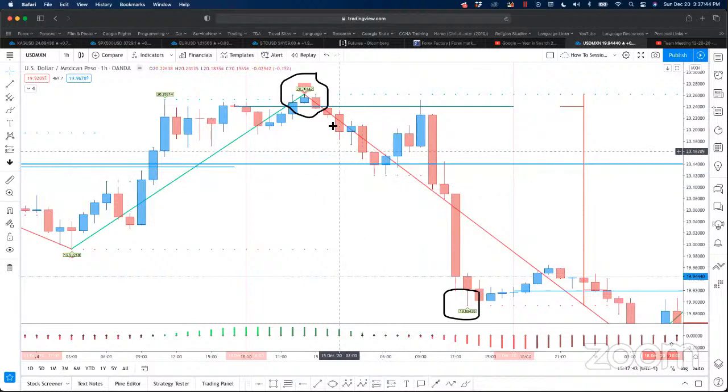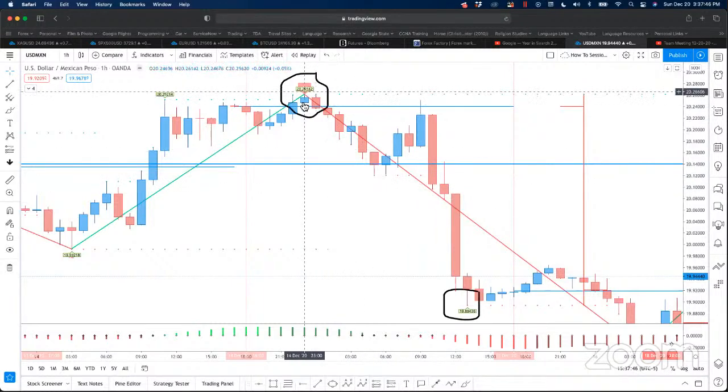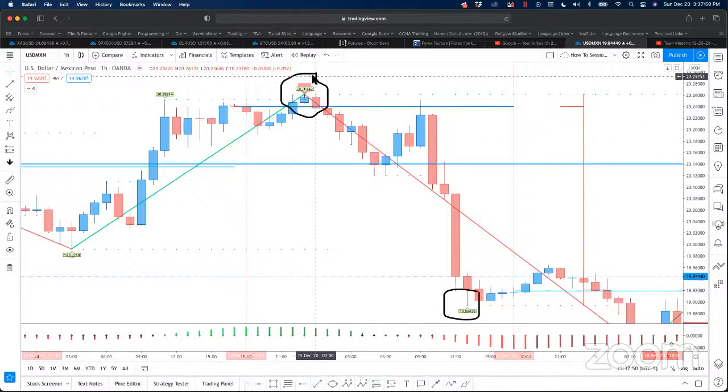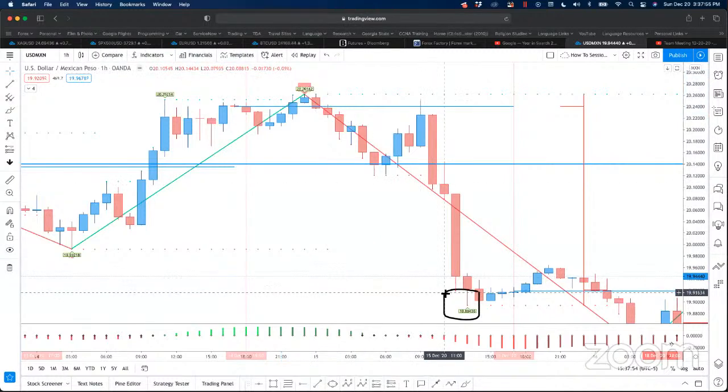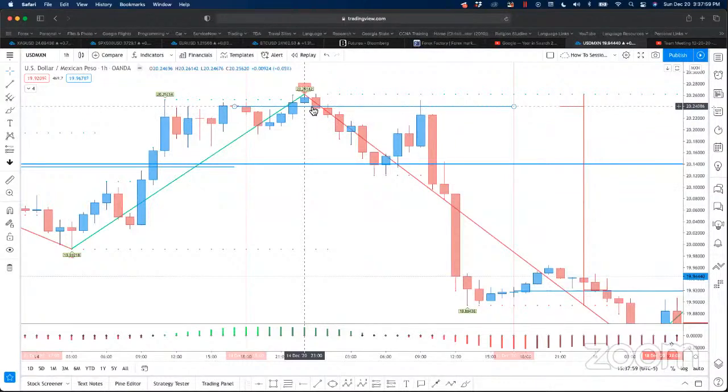So if we are the type of person that wants to get in near the high, if we're in the market during this time, we could trade the break of the opening price. That's one way to get into this trade. Here's the break below, here's the retest, and we ride the drop from here. That's one way to get into this trade.